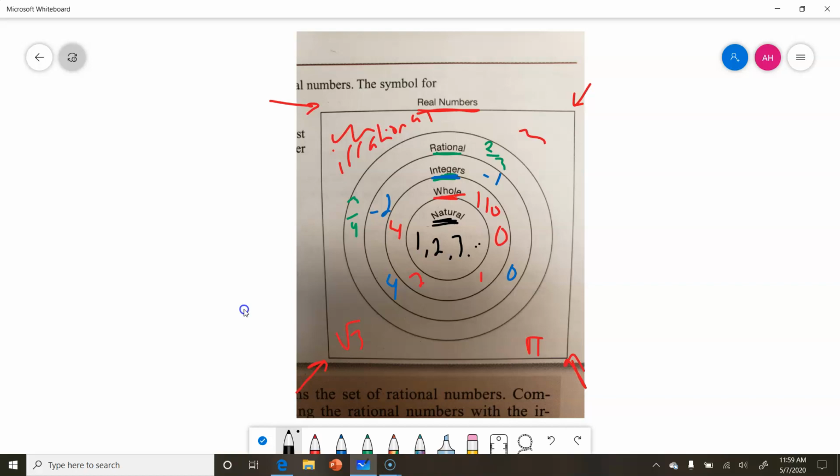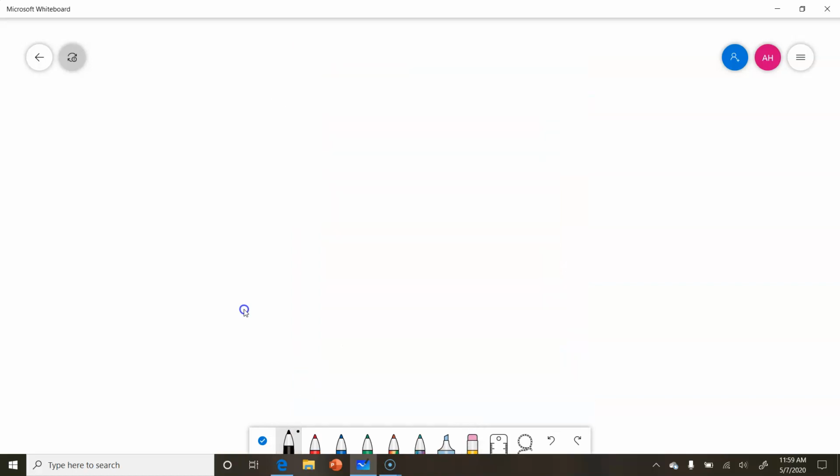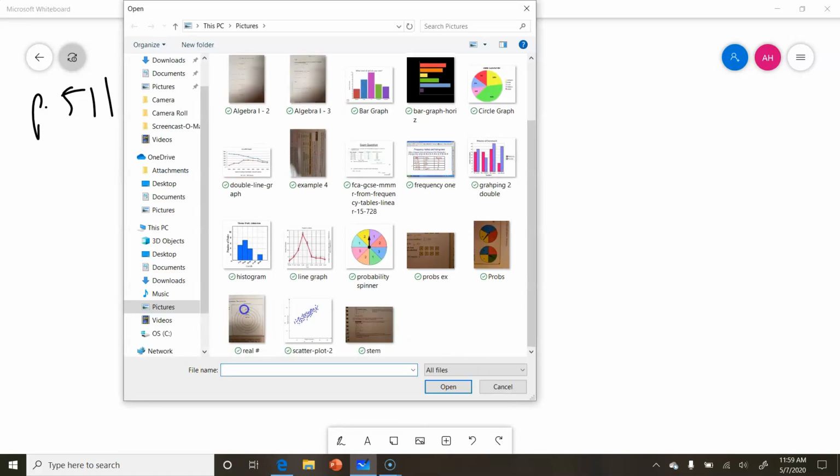We've talked about it before. So what I want you to do now is look in your book to page 511, and we're going to do this example with that same picture.